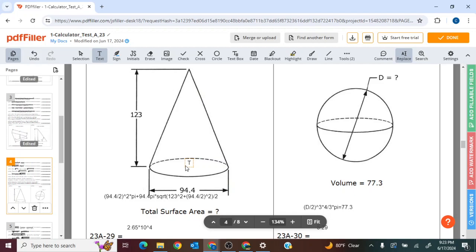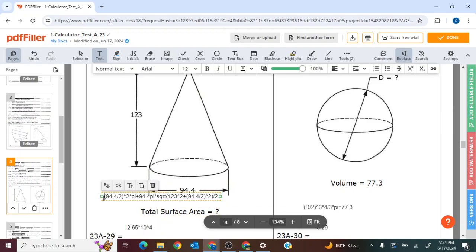Go to Program, go to the Frustum program, then do your radius 1 is 94.4 over 2. Your radius 2 is 0. Oh, okay, it doesn't like that. Fine. Over 2. Your radius is 0.000001, and your height is 123. And then you get your total surface area to be 2.65 times 10 to the power of 4. So you can actually use the Frustum program, which is probably way easier than doing this.